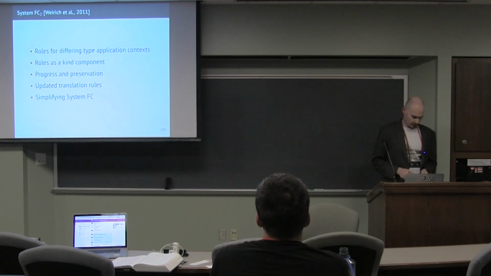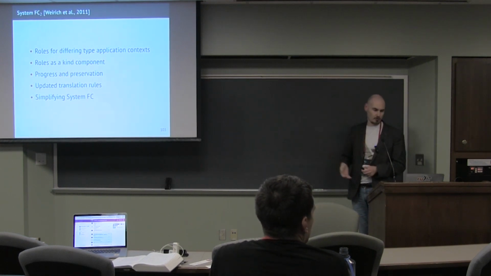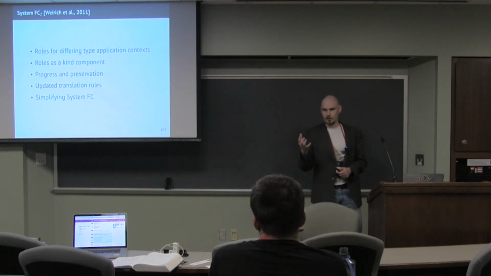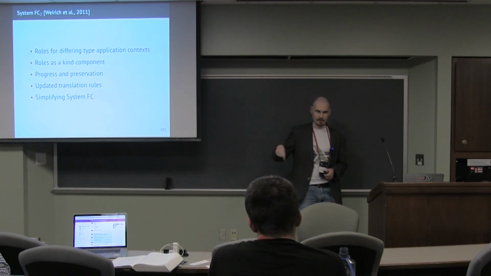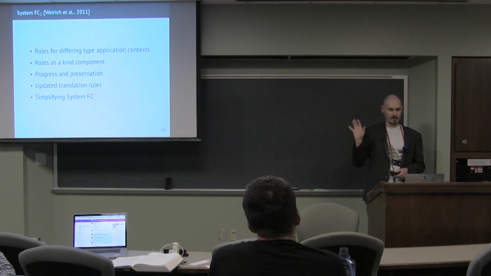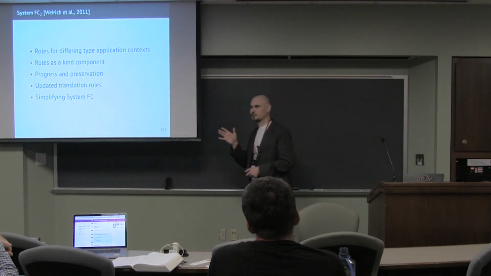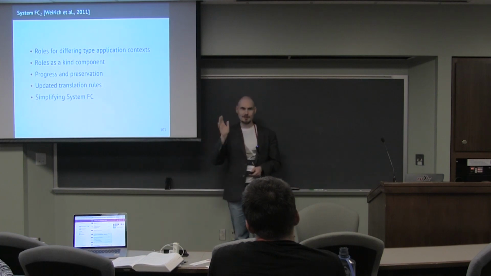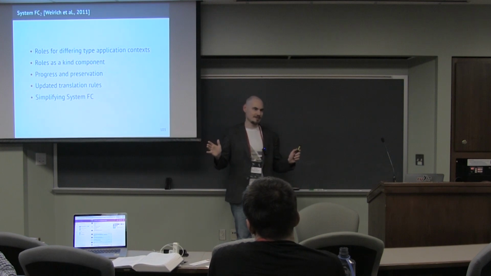All right, so this is system FC2. In this paper, it has a definition of roles, and it was a component of a kind, like star, nominal or representational equality. So there were theorems about progress and preservation, so this type system is still good. By the way, remember, we've proved progress and preservation for system FC2. So it was a very good type system.